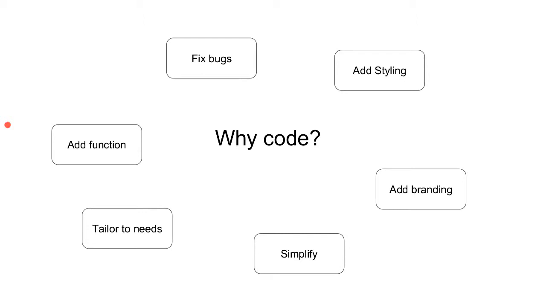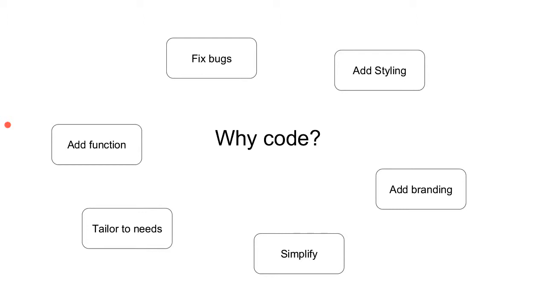So why do we code in the first place? I'm not going to ask you, I'm just going to tell you. You probably have your own opinions. One of the reasons is to add function. We want to add functions that are not there, features, fix bugs, of course, in existing code. We want to add styling. In many cases, you actually just simply want to add branding. You want to personalize it or customize it to your look and feel.